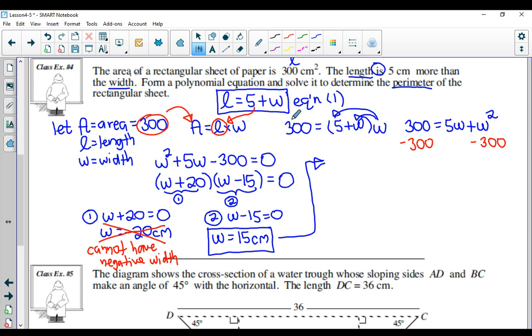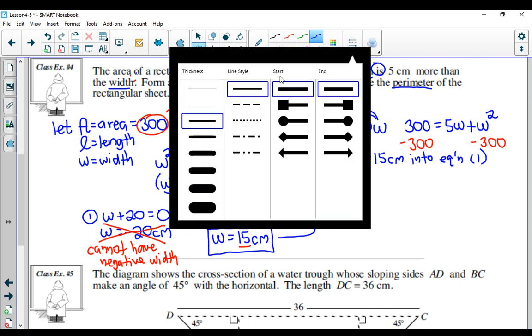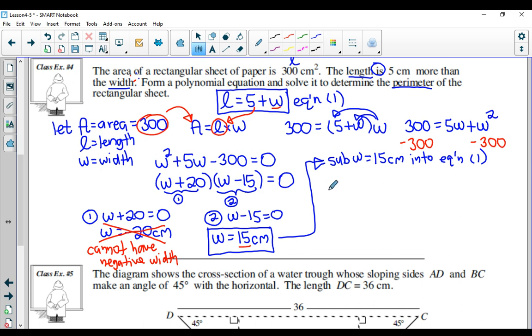So to get the length, all we need to do is take this value of w and sub it into equation number 1. So I'll sub w is equal to 15 centimeters into equation 1. Okay, so we'll do this substitution. And once again, we're going to drop the units just for the time being. So this would then be L is equal to 5 plus 15. And that would be my length is then equal to 20 centimeters.